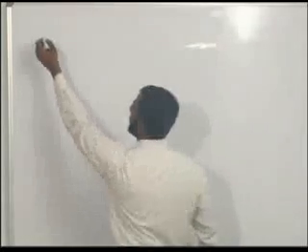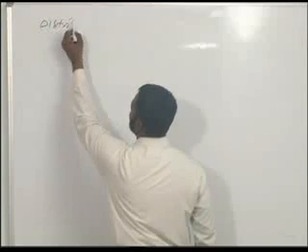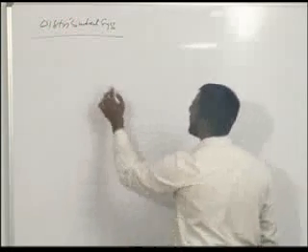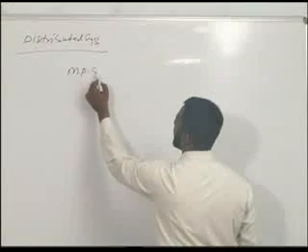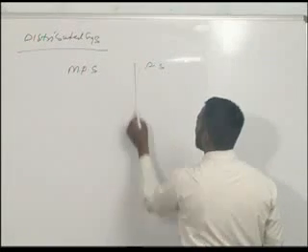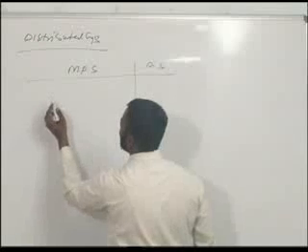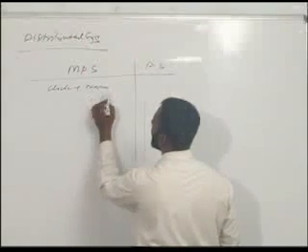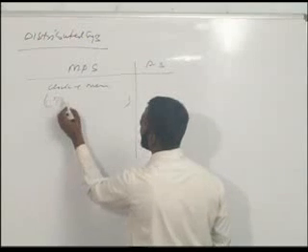Then we have distributed systems. What is the difference between a multiprocessing system and a distributed system? In a multiprocessing system, the processors share clock and memory. That's why they are also called tightly coupled systems.